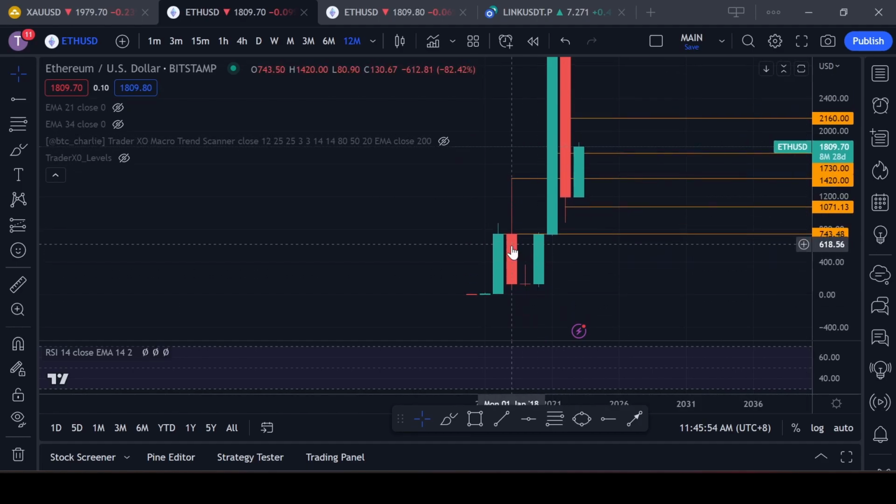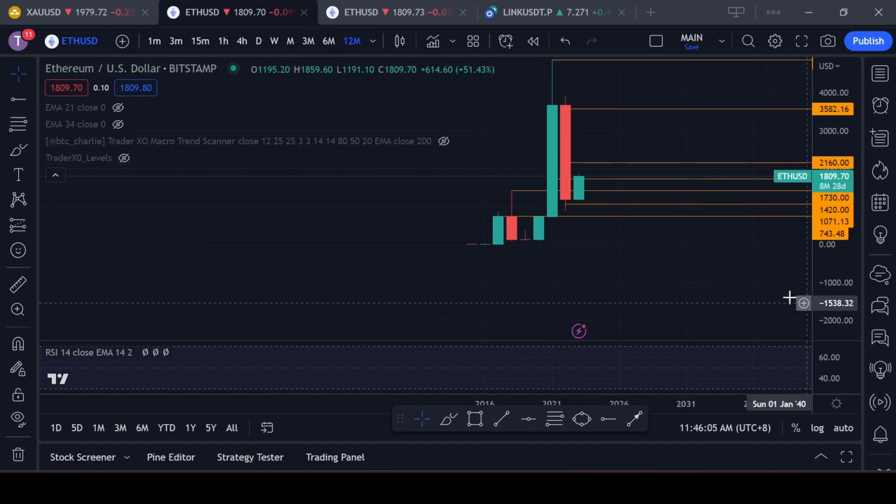Okay, so this is how I find potential support areas as well. You can go to the 12 month, the 6-month chart, the 3-month chart, whatever you prefer. This basically, it's much cleaner because you only have a few candles.